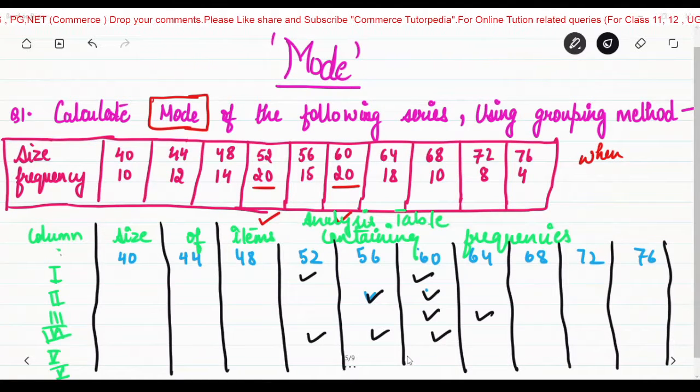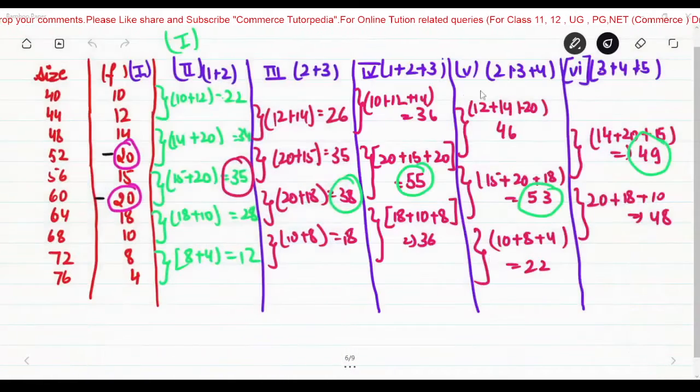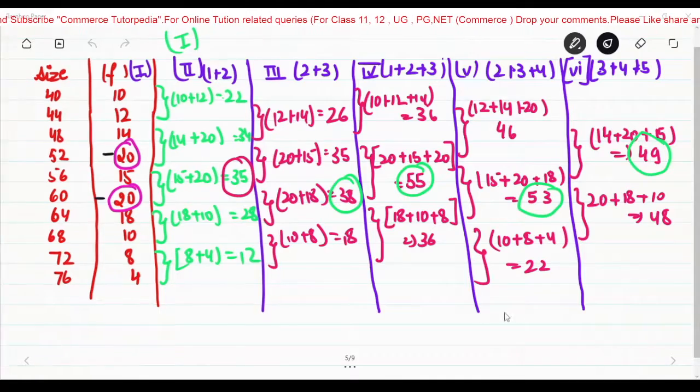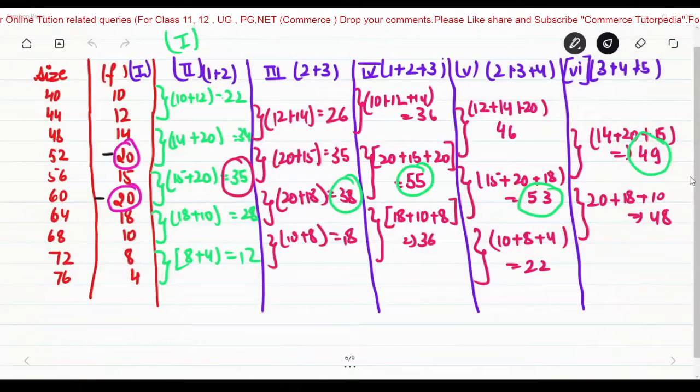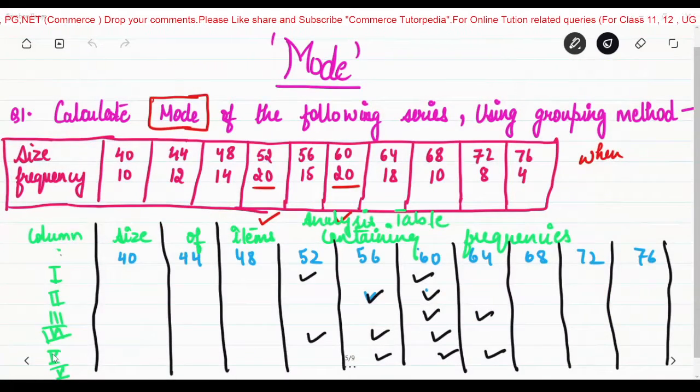In the fifth column we are having another pair, 53 as the highest, and it lies in 56, 60 and 64, right? And the sixth one, which is the last one, we were having the highest number as 49. It lies in 48, 52 and 56, right? So we will mark it over here, that is 48, 52 and 56.